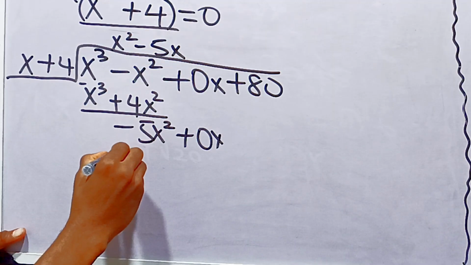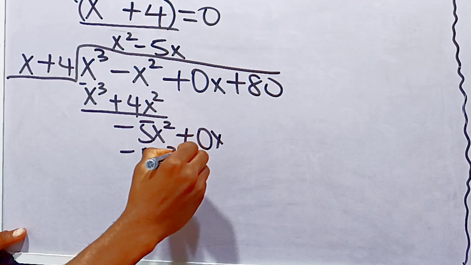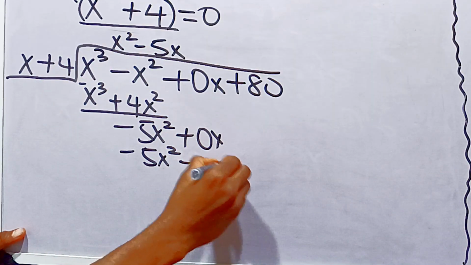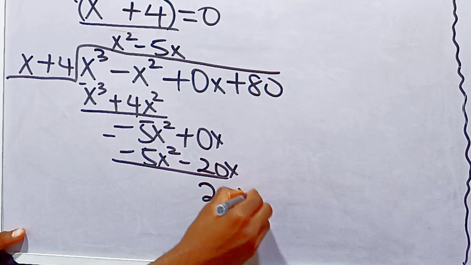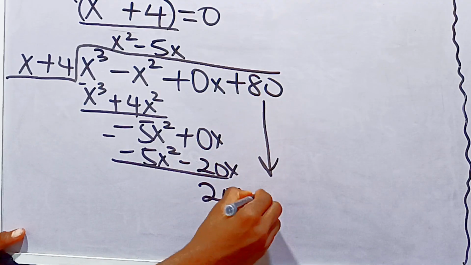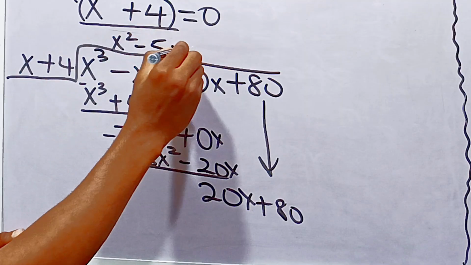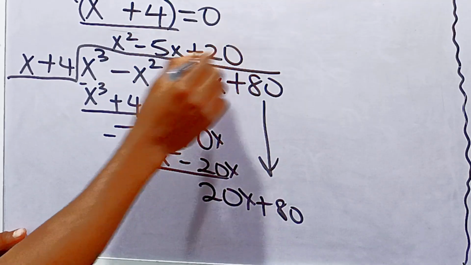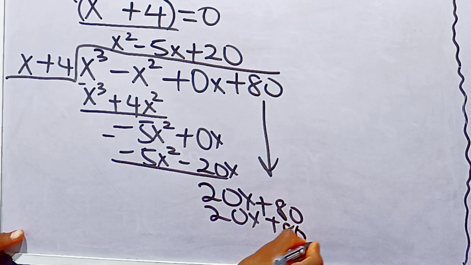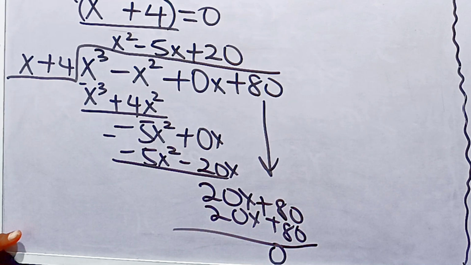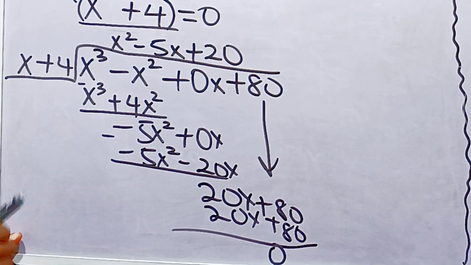When you multiply, you have minus 5x squared again. This times this is minus 20x. When you subtract, this becomes positive 20x. And then we have plus 80 coming down. 20 into this is plus 20. 20 times this is 20x plus 80. And this should give us 0. Okay? So this is the second factor when we divide this by this.